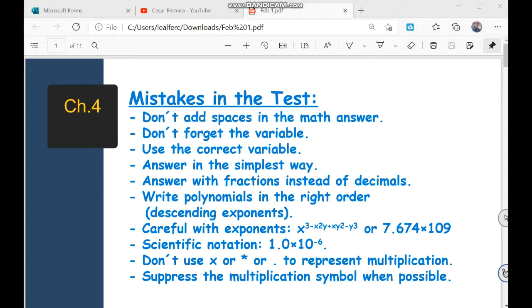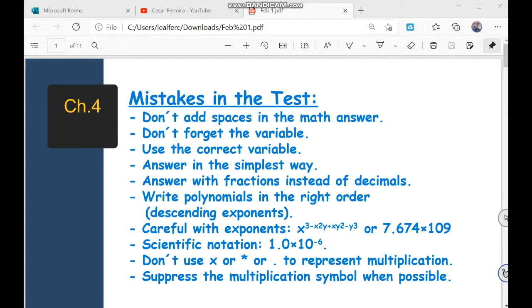Answer in the simplest way. This is important for any math answer. When you are providing your answer, you have to simplify. If you have a fraction like this, you have to write it the simplest way. It's 3, right? If you have parentheses, you have to clear the parentheses. If you have like terms that you can combine, you have to do everything before you write your answer, to simplify the expression or the equation or the answer that you're working on, to write the simplest way.